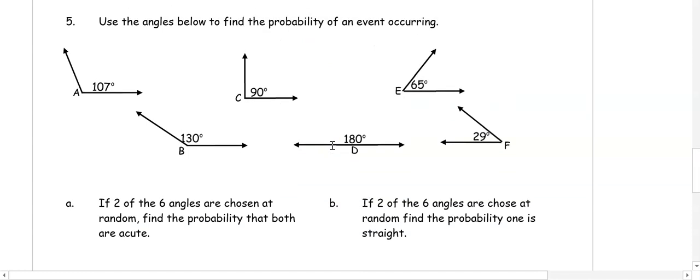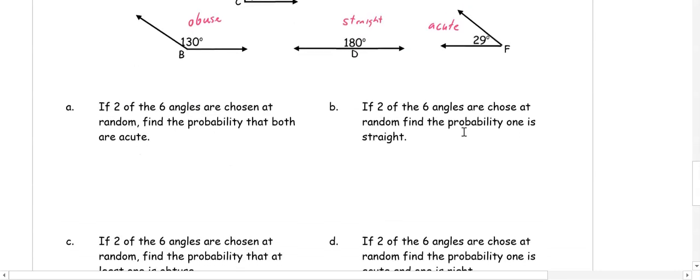In number 5, there are 6 angles here, A, B, C, D, E, and F. So what we're going to do here is identify our angles before we look at our probability. So letter A is obtuse, letter B is obtuse, C is a right angle, D is a straight angle, E is acute, and F is acute. So we have 6 angles here.